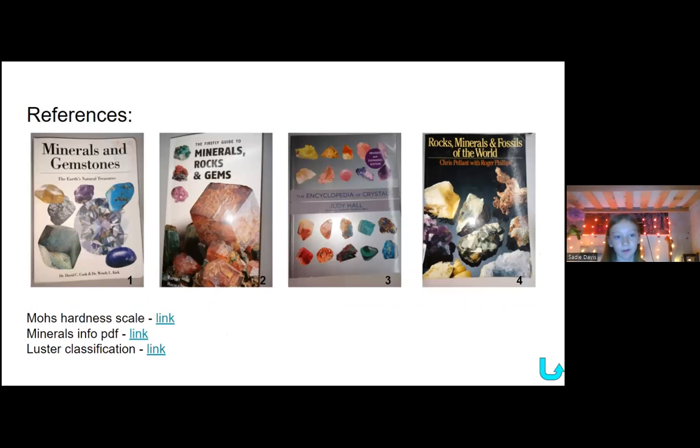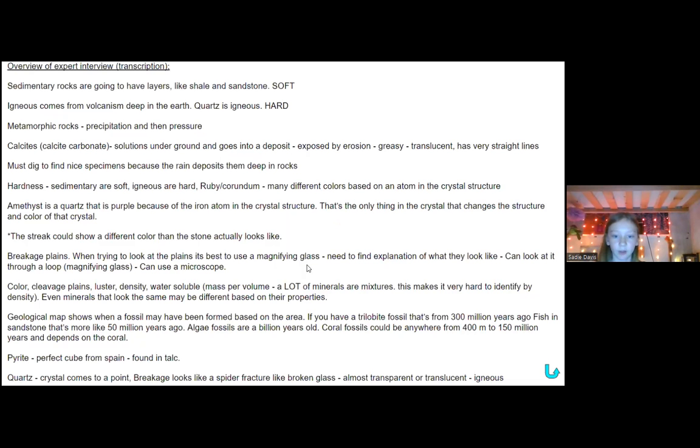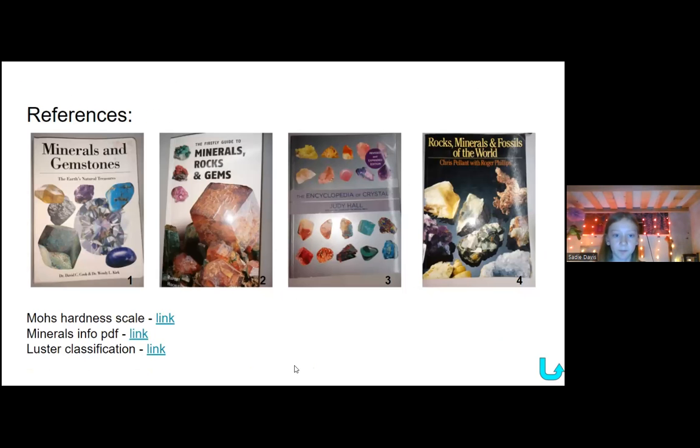My 4 references are book number 1, Minerals and Gemstones. Book number 2, Minerals, Rocks, and Gems. My 3rd one is the Encyclopedia of Crystals. And my 4th one is Rocks, Minerals, and Fossils of the World. I also have a link for the Mohs hardness scale chart and mineral info PDF.